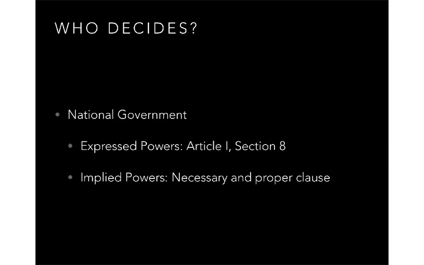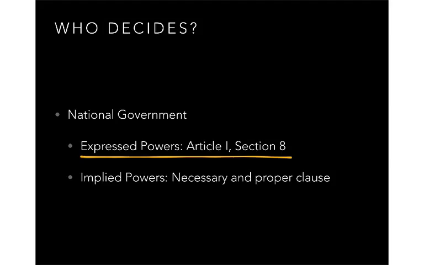So, where do these powers come from? The answer is that the national government has a number of power sources. The biggest being the expressed powers found in Article 1, Section 8 of the Constitution, which we've already talked about. Those are the things the national government can do and states can't do. National government can create money. State governments cannot create money.